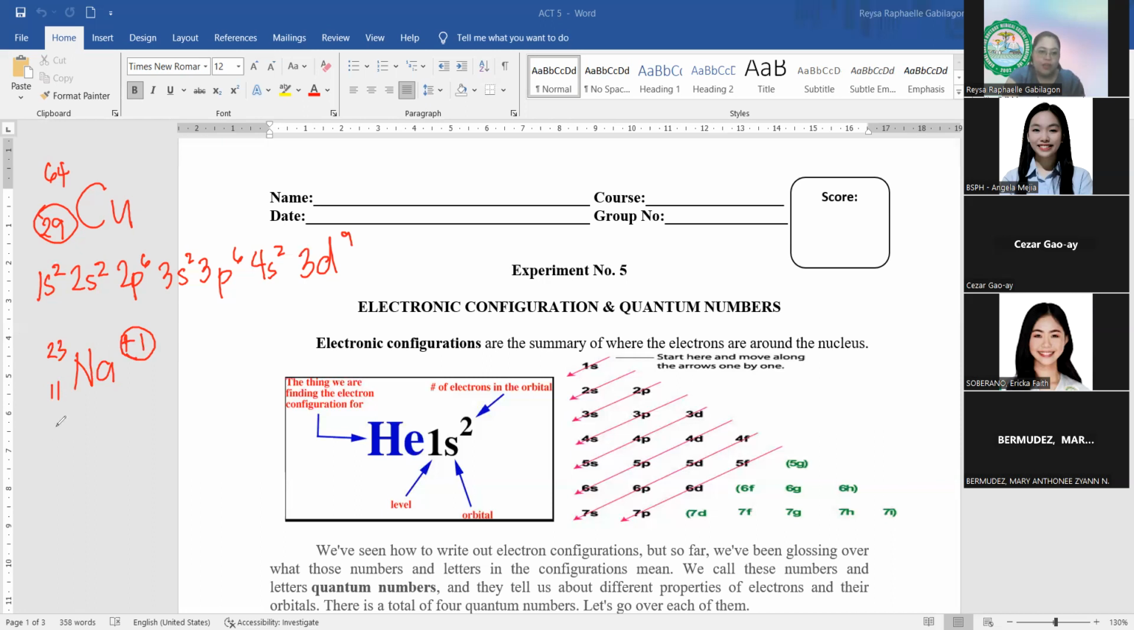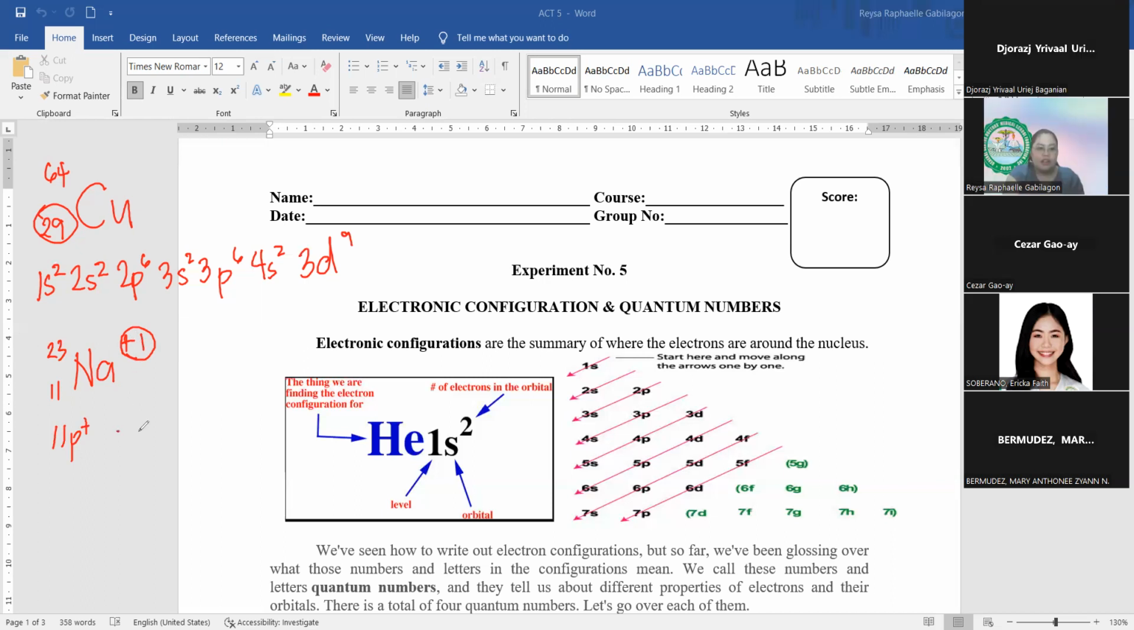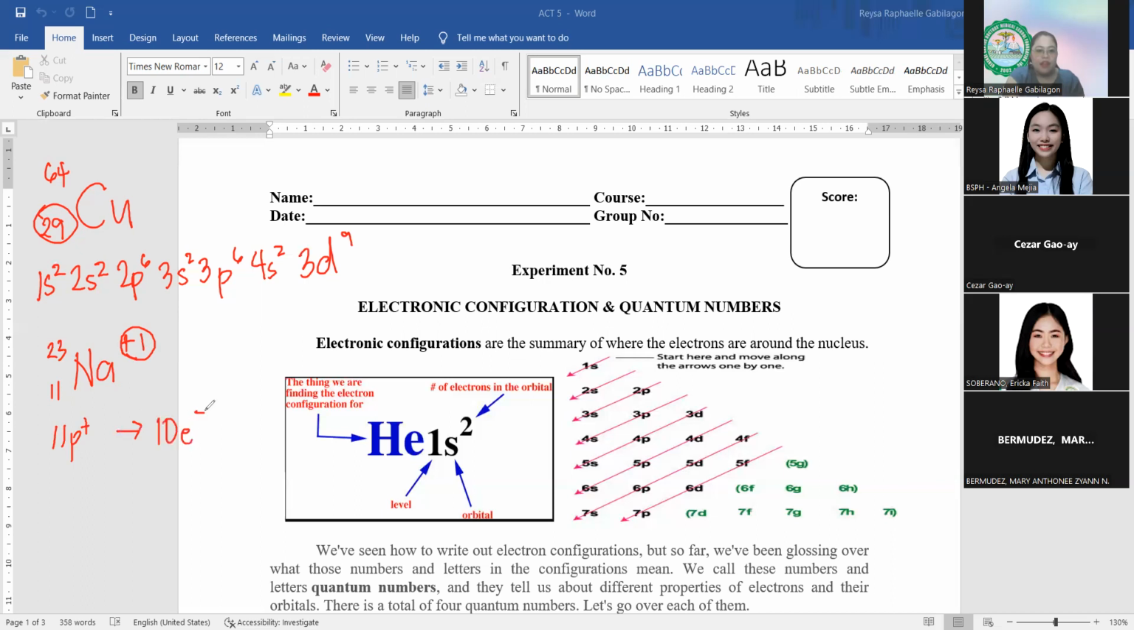So, supposedly kasi 'di ba 11 protons siya. Ngayon may charge siya na positive 1. Pila na lang iyang electrons? Kung meron siyang charge. Positive 10 po. Okay. This time, 10 electrons lang siya kasi may charge siya na positive 1. Diba? Sabi ko sa inyo, pag may charge siya na positive 1, mas marami yung kanyang protons ng isa. So, that means 11 minus 1, that's 10 electrons.